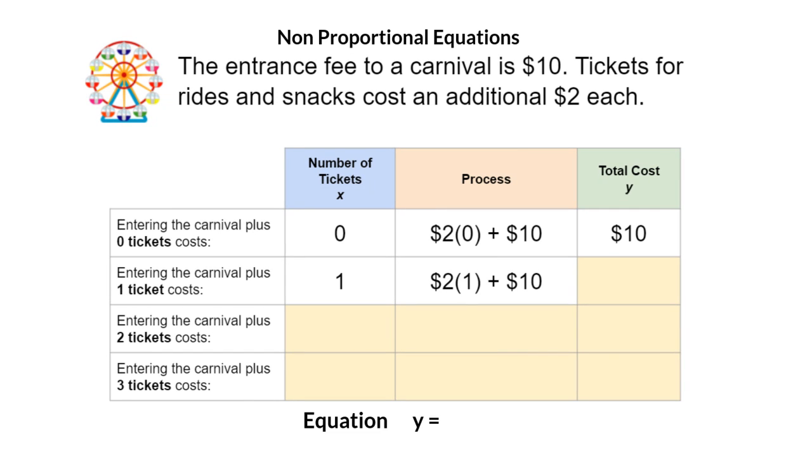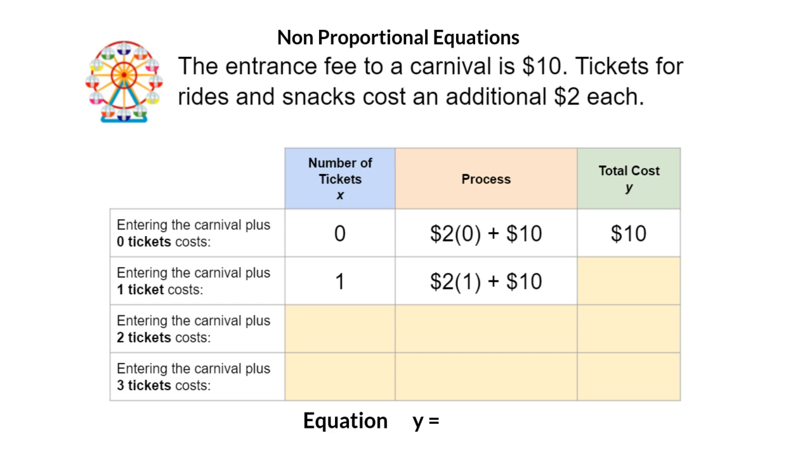In this video, we will talk about how to write non-proportional equations from a table. This example says the entrance fee to a carnival is $10 and tickets for rides and snacks cost an additional $2 each. So first, what we're going to do is fill out the rest of our table, and that'll help us write our equation down here.